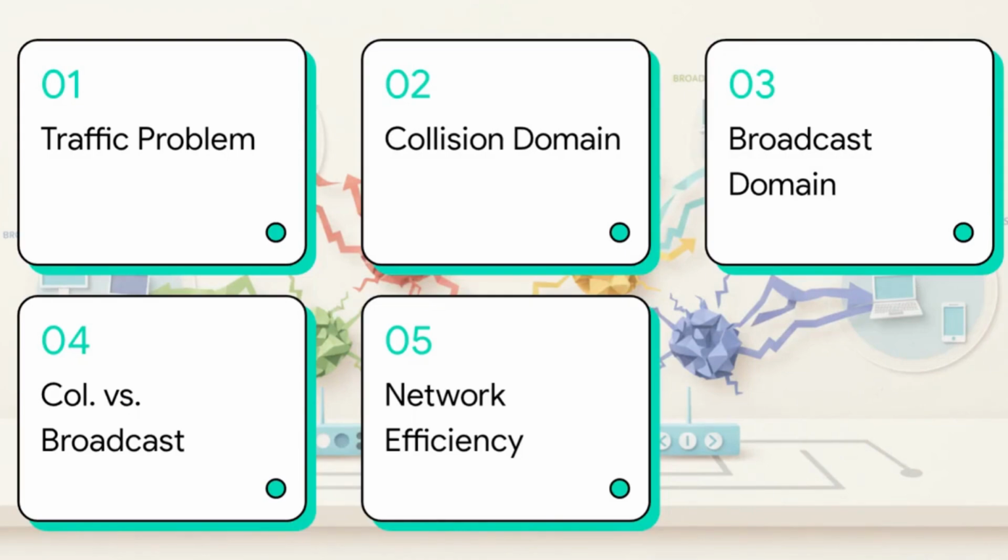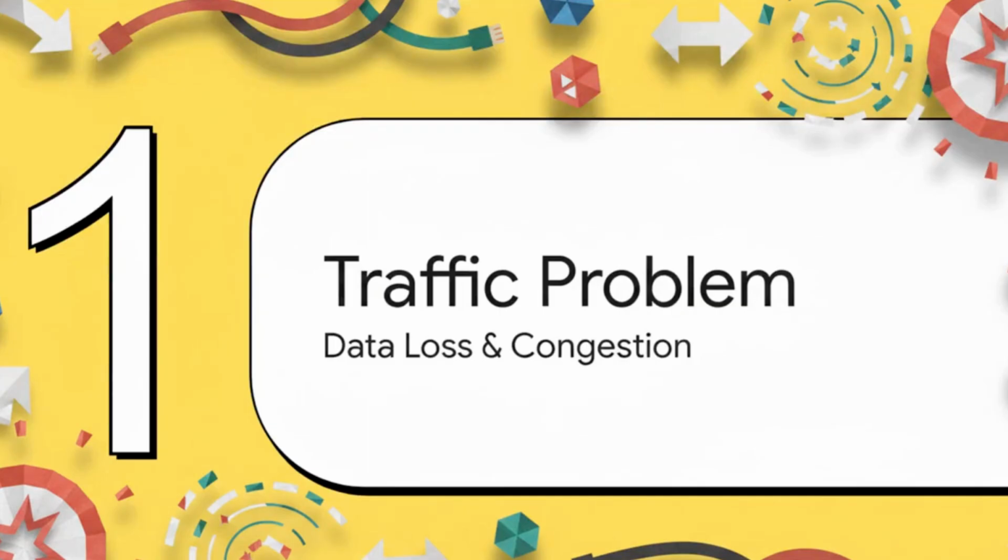Here's our quick agenda for today. First, the network traffic problem. Then, inside the collision domain, followed by inside the broadcast domain. After that, we'll compare collisions versus broadcasts and wrap up with optimizing network efficiency. Let's dive in. Starting off with Section 1, the network traffic problem.